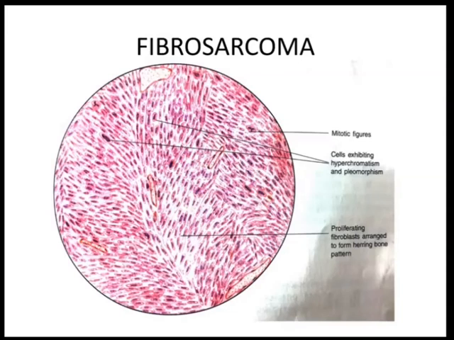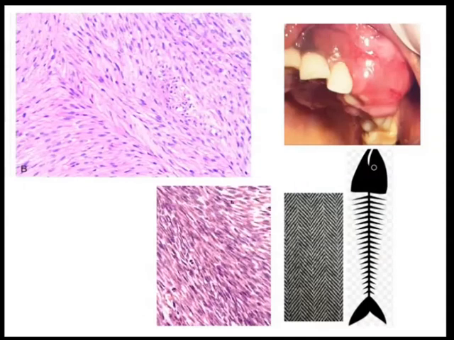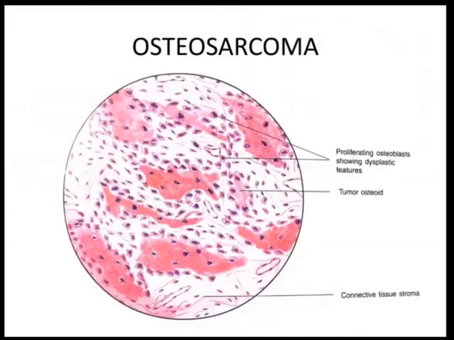That is an arrangement of the proliferating fibroblasts, and the cells exhibit hyperchromatism and pleomorphism, and also you can appreciate mitotic figures. You can see an example here in this slide, a herringbone pattern, that is a fish bone pattern. So similarly it looks in the histopathological section of the fibrosarcoma. To the right hand corner is a clinical pic.